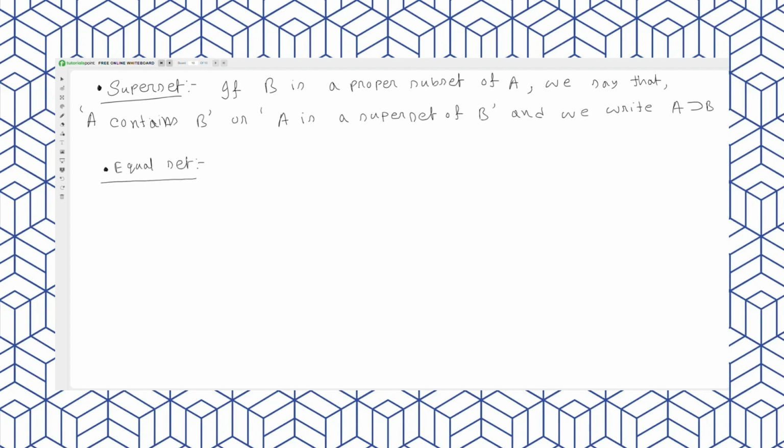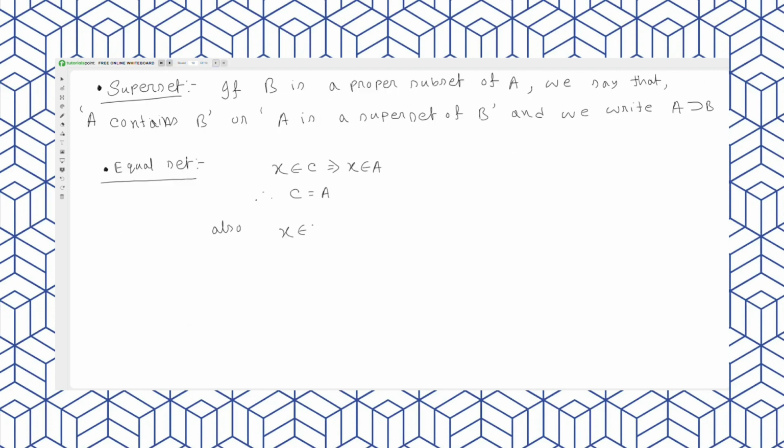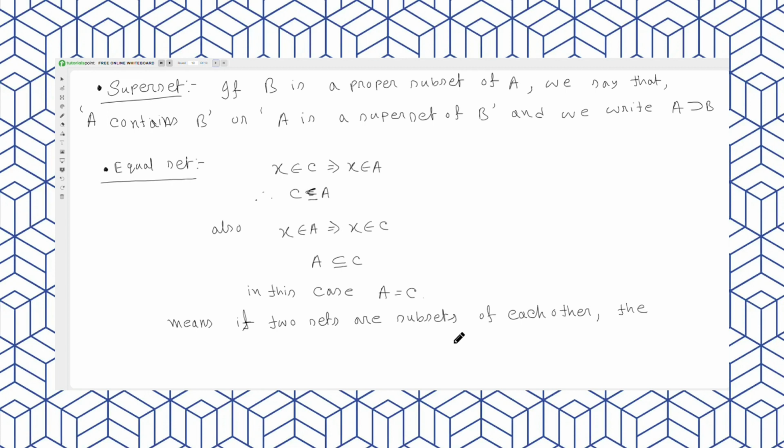X belongs to C implies X belongs to A. That means each element of C is in A. Therefore, C is a subset of A. Also, we can see that each element of A is in this set C also. Therefore, we can say the opposite thing also. A is also a subset of C. Therefore, A and C both are equal. Note that this is very important to understand. If two sets are subsets of each other, then they are equal, and we will use this concept to prove many laws and sets equality.